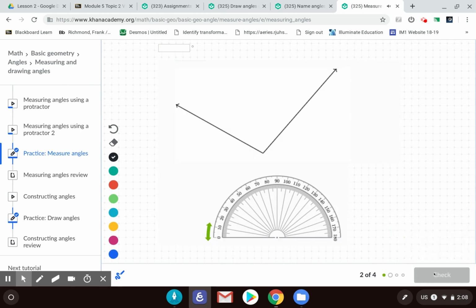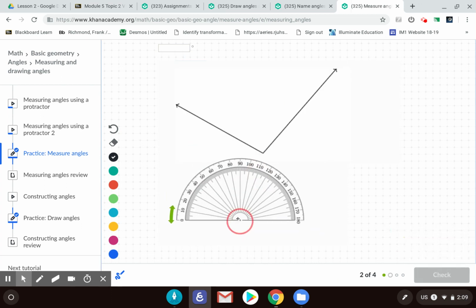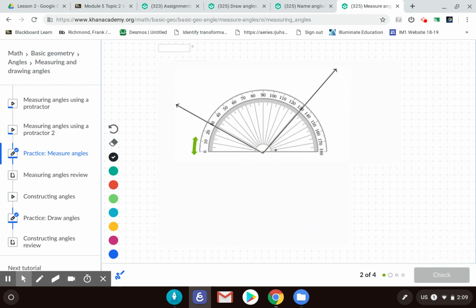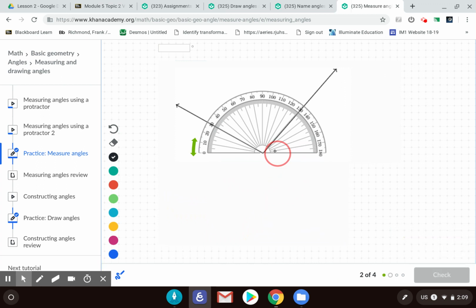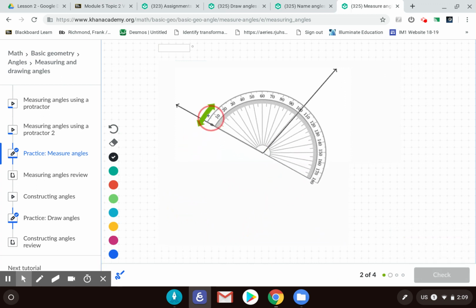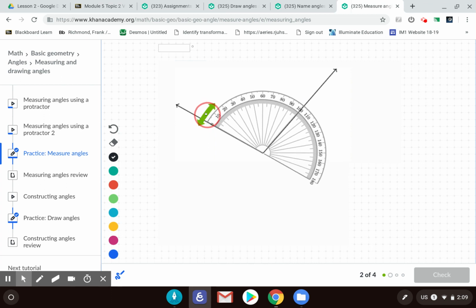And then I'll just do another one with you. So we're going to place this part of our protractor on the vertex, right on the vertex. And then you need to line up one side of your protractor, the side that has the 0, and we'll look at the other, and it looks like this is a 100-degree angle.